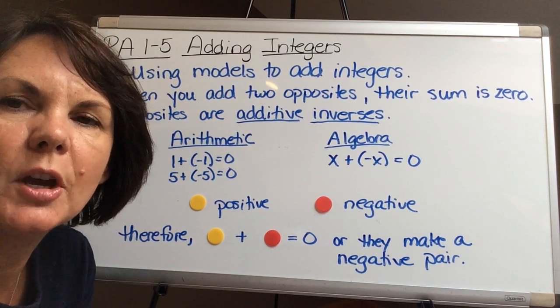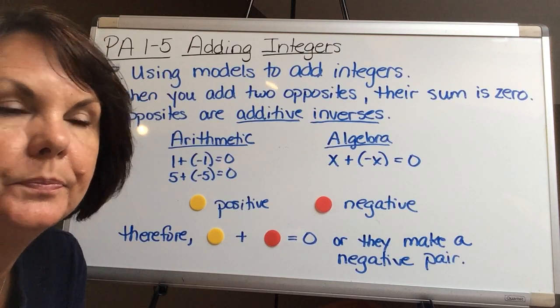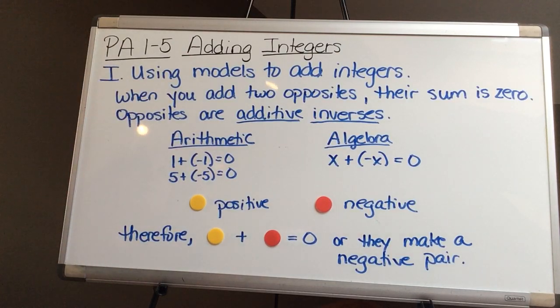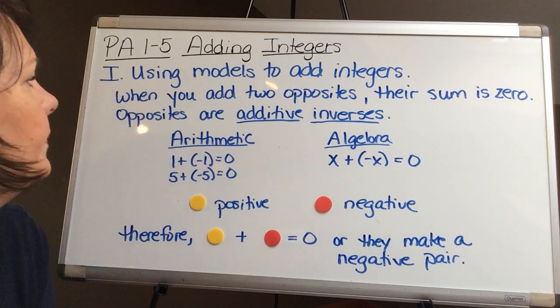Hi, today we're going to talk about how to add integers. And the first way we want to look at this is through a model. Okay, so using models to add integers. Remember now, when you add two opposite numbers, you get a sum of 0.